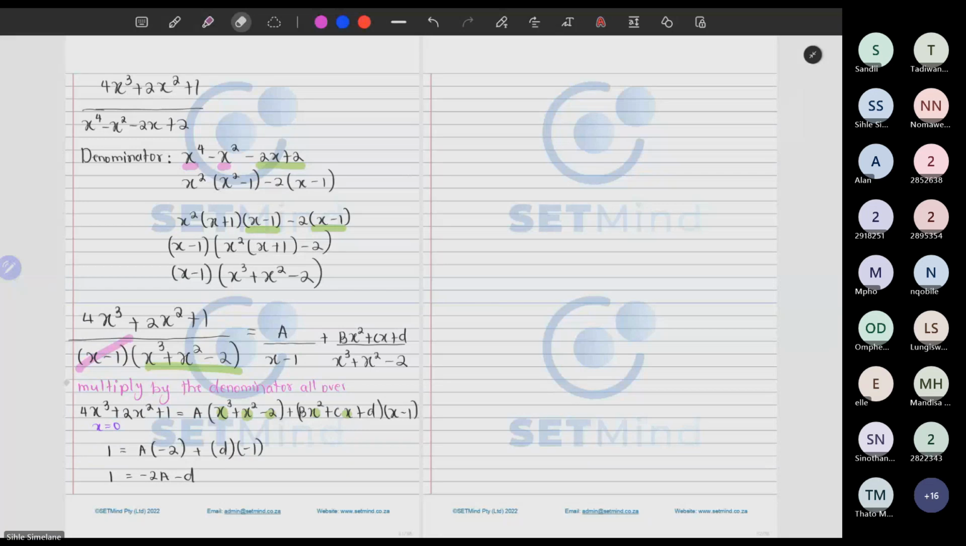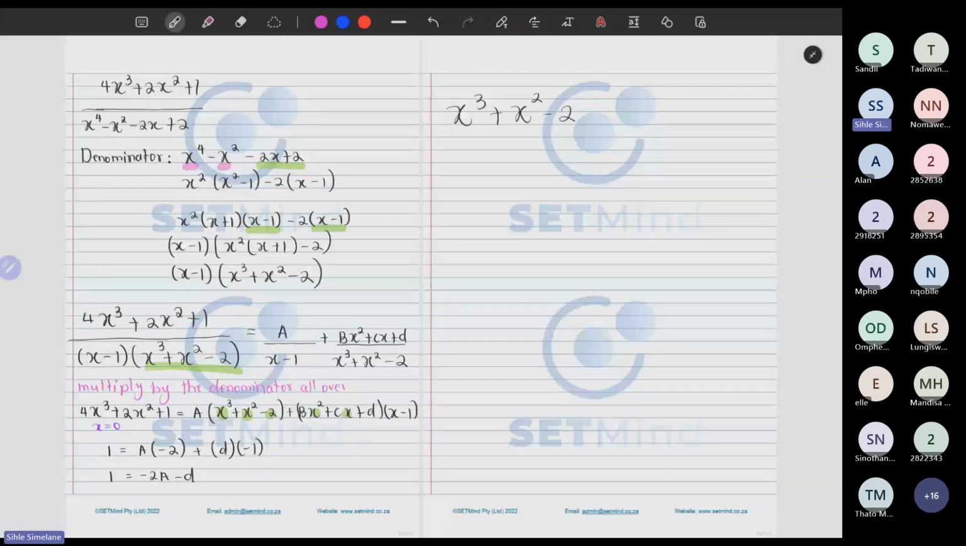Oh, sir. Yes. I wanted to give a suggestion. I'm not sure if this will work. So if we check our right hand side, with our denominator, we have x minus 1 and then x cubed plus x squared minus 2. If we check that bracket which has got x cubed plus x squared minus 2, it's a cubic equation. We can try to factorize it. So let's have a look at that denominator.